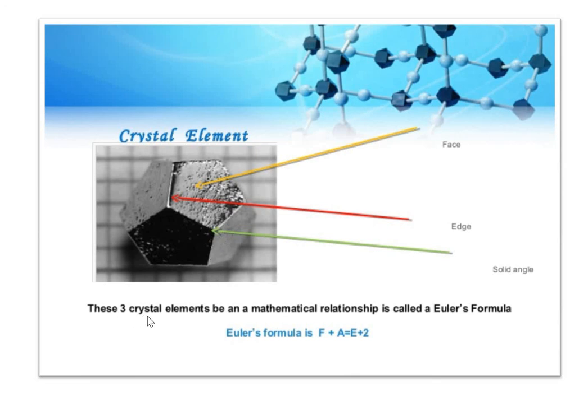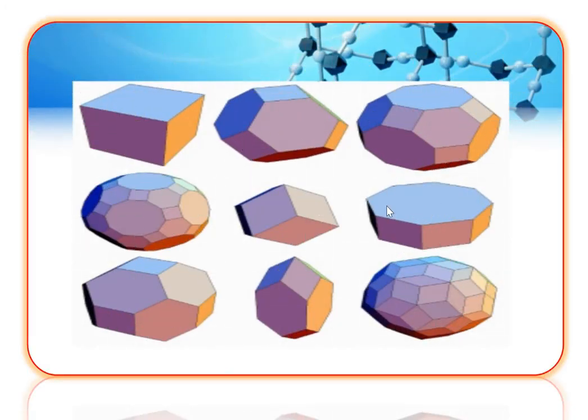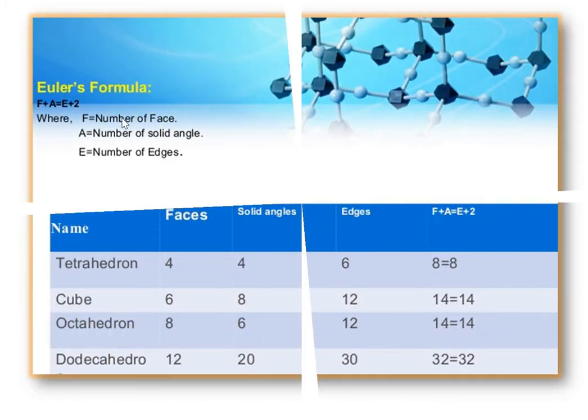Now, these three crystal elements form a mathematical relationship, which is called Euler's formula. The formula is F plus A is equal to E plus 2. These are the schematic structures of the crystal lattice. Now see Euler's formula: F plus A equals E plus 2.